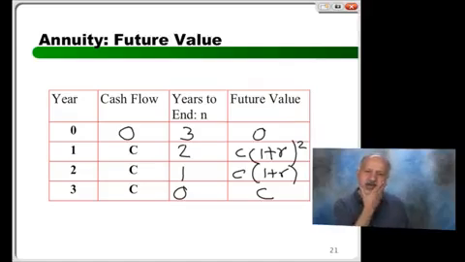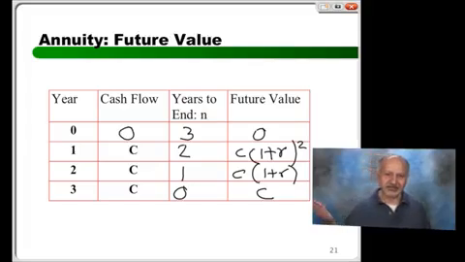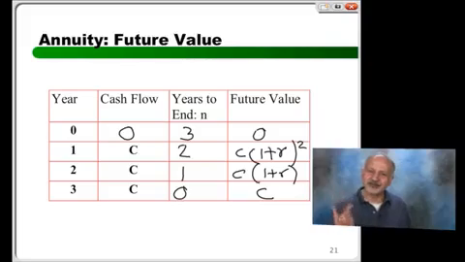What's going on is I have 3 C's happening at different points in time. And let me ask you this. If there was no time value of money, how many C's do you have? The answer is very simple. You have 3 C's. And that's what people will tend to do in their heads.